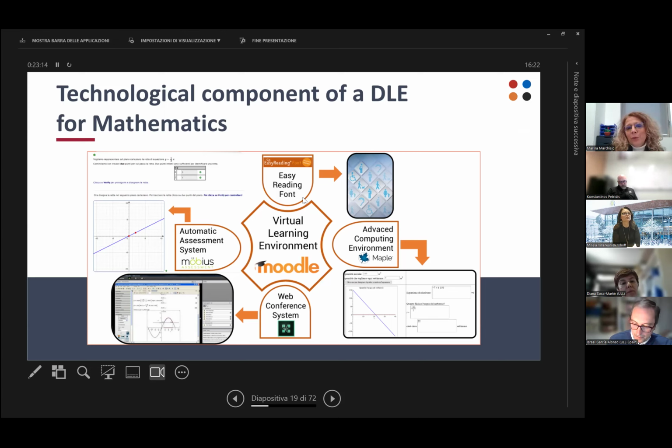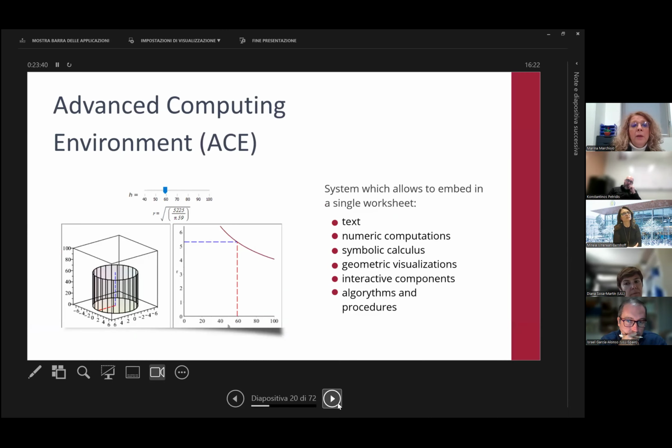But it's very comfortable for everyone. And you can see, on the left and on the right, the integration with an advanced computing environment, an automatic assessment system, but also integration with the web conference system. Let me say a few words about these integrations, which are very useful, especially for mathematics.